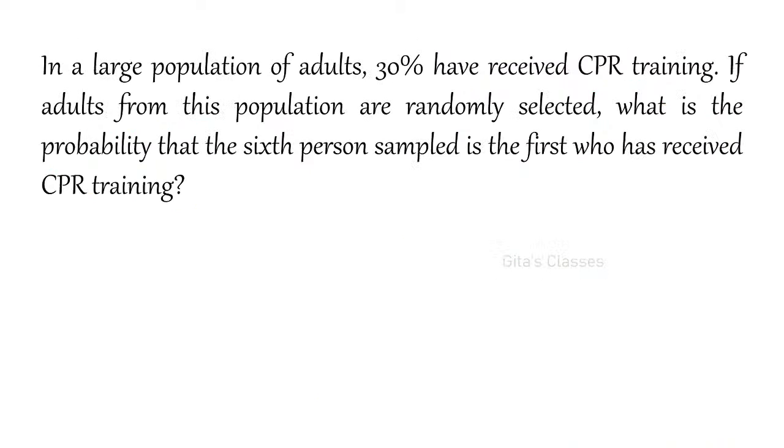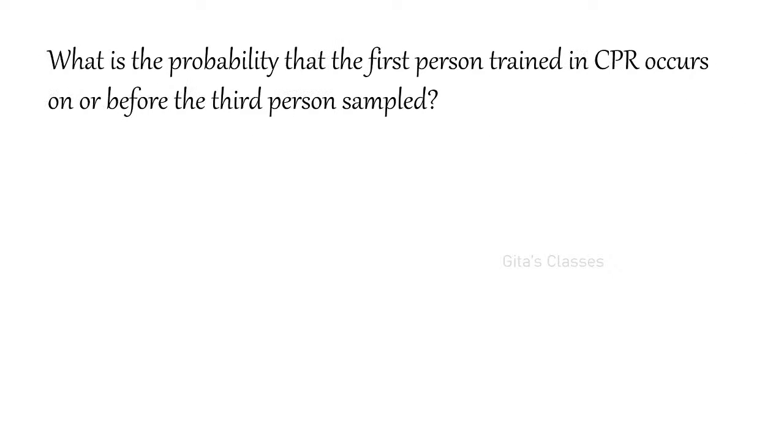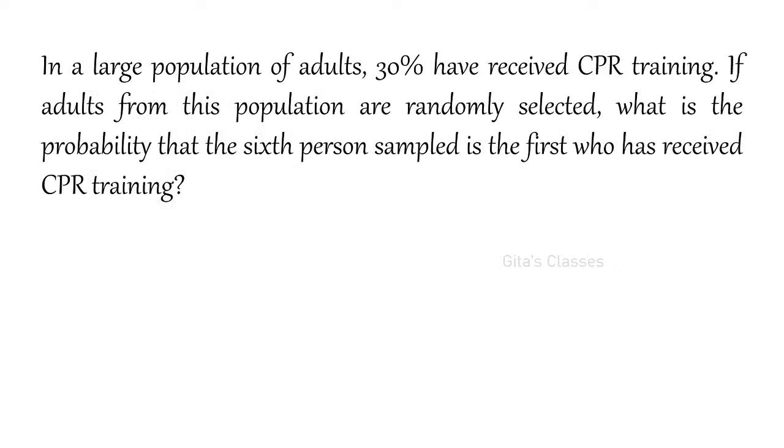Take this. In a large population of adults, 30% have received CPR training. This already we have done in our class, so it is available in the channel. You can go through it. This is a very, very important question; these kinds of questions can be asked. Please note down these questions. It is a continuation only. In a village, some people are getting that CPR training. If adults from this population are randomly selected, what is the probability that the sixth person sampled is the first who has received the CPR training?